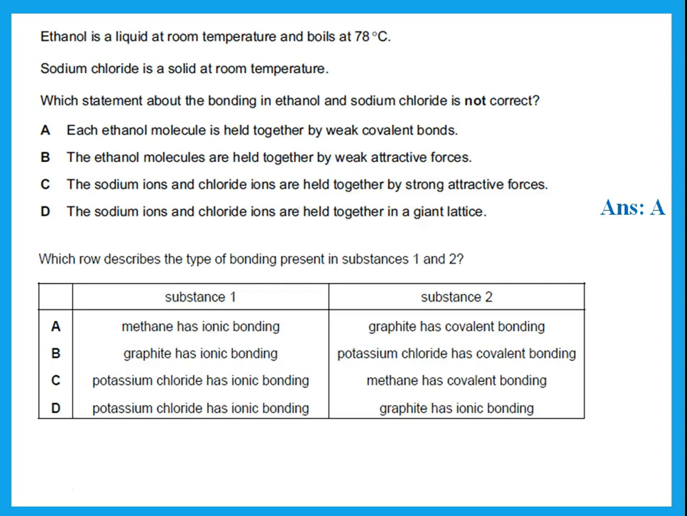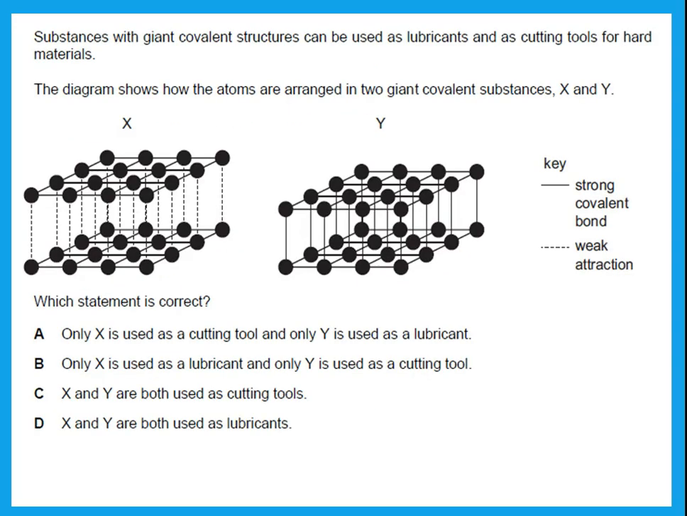Let's look at substance 2. So we've agreed that A and B are wrong. Let's look at C. Methane has covalent bonding. Yes, methane has covalent bonding. D says graphite has ionic. No, so my answer is C. Are you paying attention to how to think about these questions?